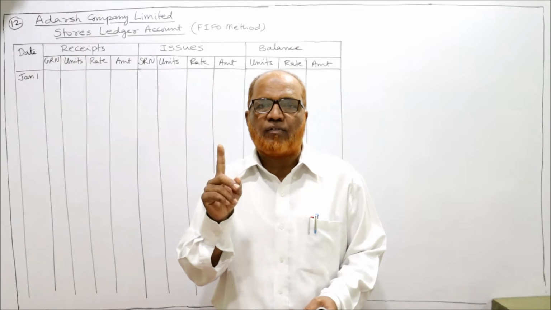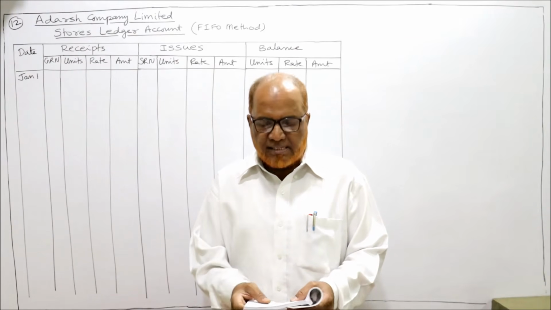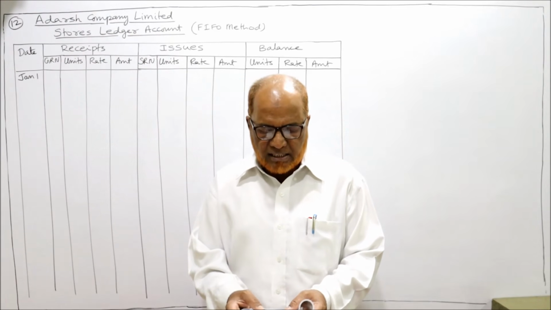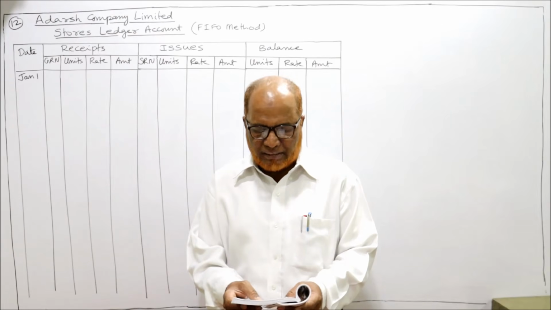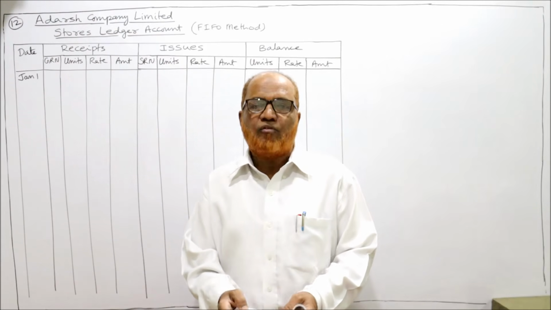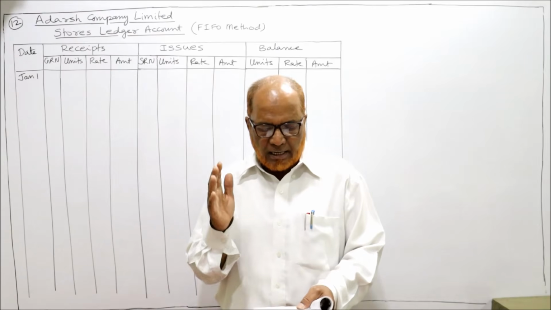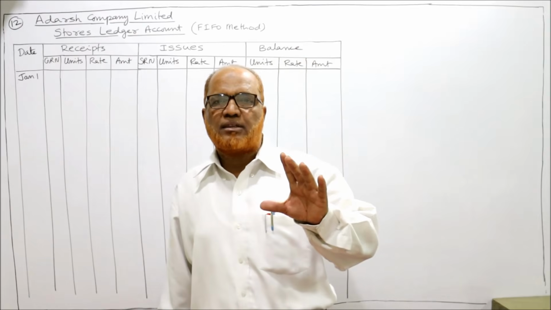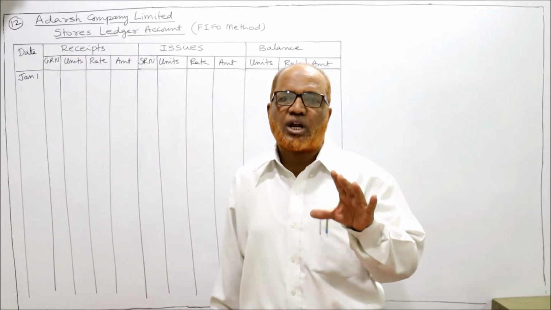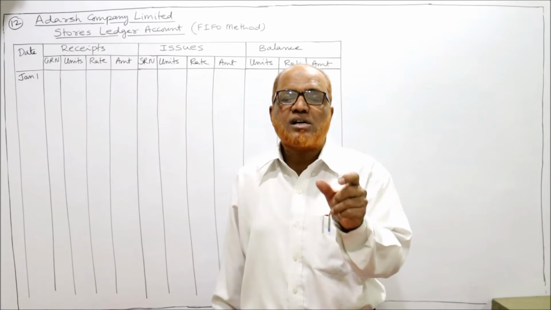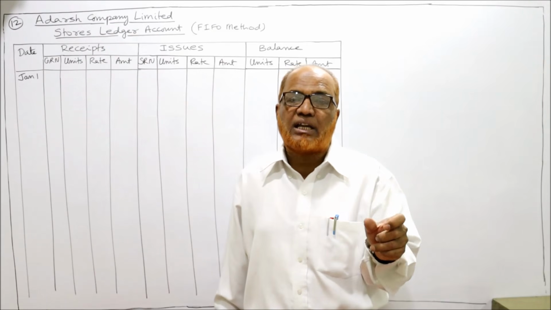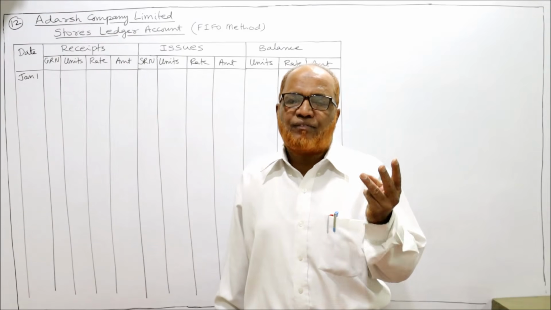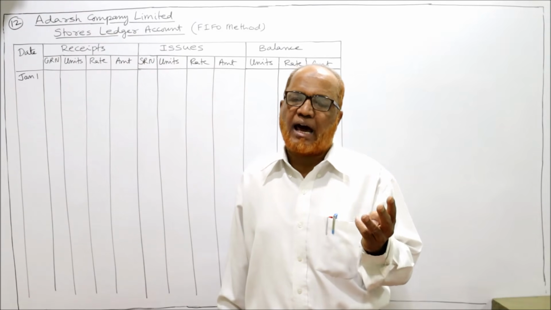So data is given for 1 month, January, right? Ascertain the quantity of closing stock on 31st January and state its value under each of the following methods of pricing the issues: weighted average cost method, Fifo method and Lifo method. So we are given the transactions for 1 month and we have to make a store's ledger account and find out what the closing stock of inventory is on 31st January. Right? By following the 3 methods: Fifo method, Lifo method and weighted average method.